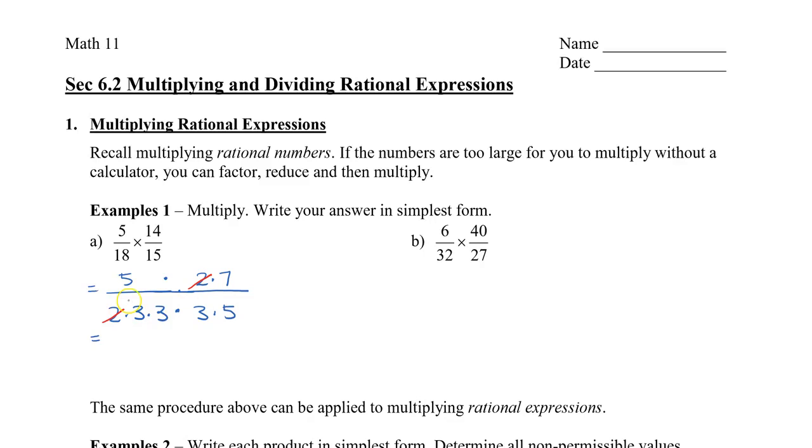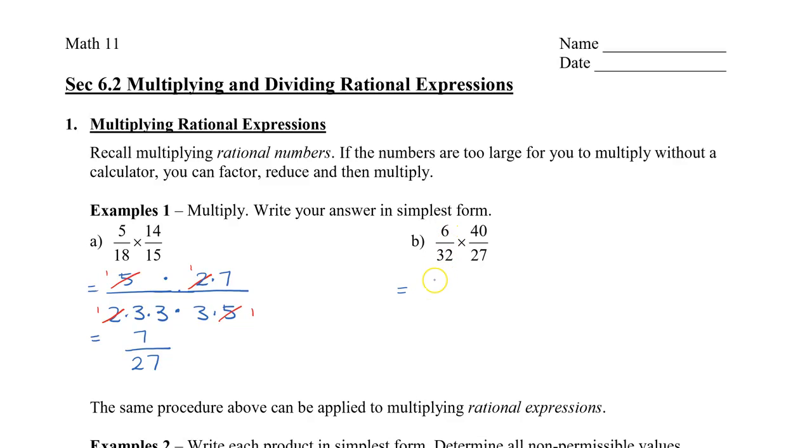Okay. And now that I have it broken down into factors, I can see what's the same. So I have a 2 on the top and the bottom, and a 5 also. And remember that when we factor and we cancel, these numbers become 1. So in the end, I have 7 left in the numerator, and 3 times 3 times 3, which is 27, in the denominator. Let's look at one more.